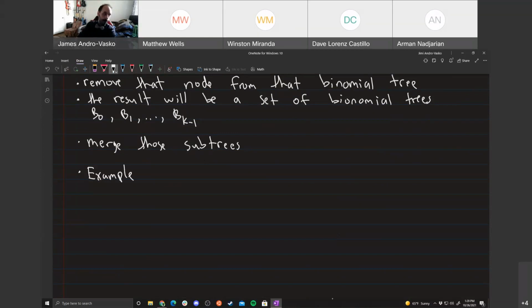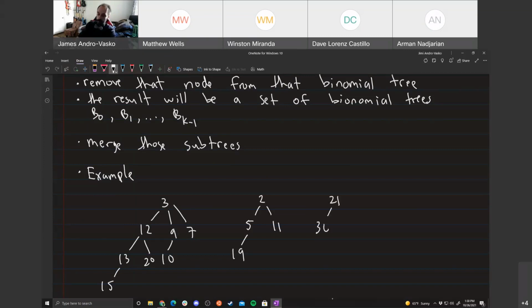So I'm going to have, let's say we have 3, 12, 7, 13, 15. We'll have 2, 5, 11, and 19. We'll have 21, 30. We'll just have 1 by itself. Go ahead and put the circles around these as well, so it looks better.